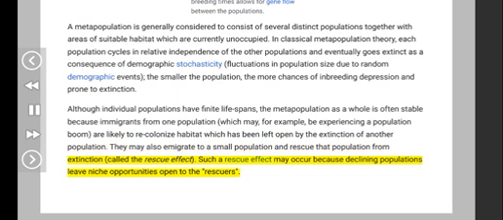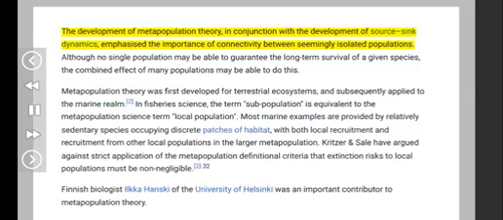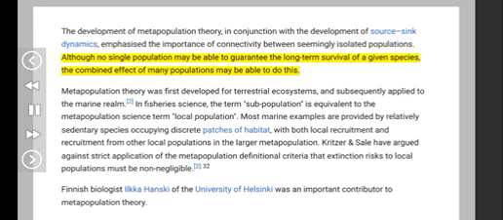Such a rescue effect may occur because declining populations leave niche opportunities open to the rescuers. The development of metapopulation theory, in conjunction with the development of source sink dynamics, emphasize the importance of connectivity between seemingly isolated populations. Although no single population may be able to guarantee the long-term survival of a given species, the combined effect of many populations may be able to do this.